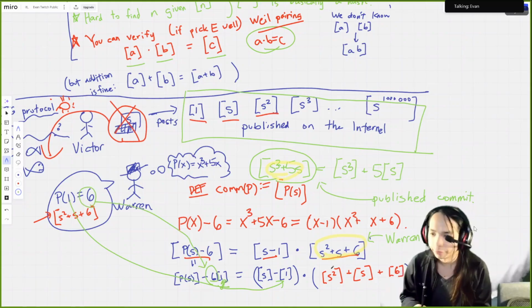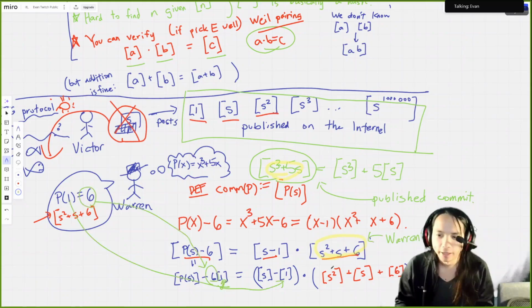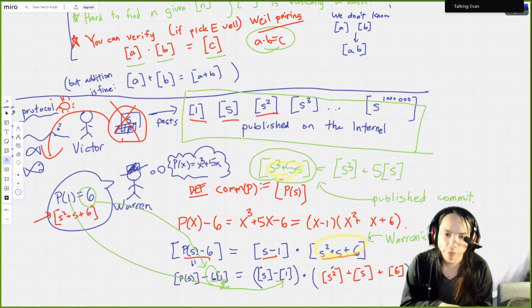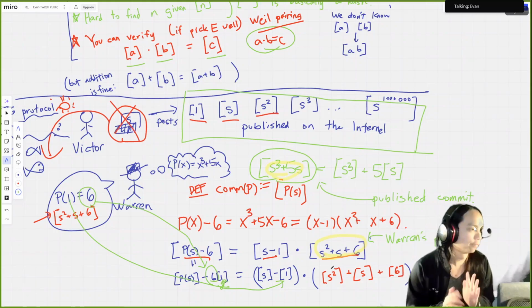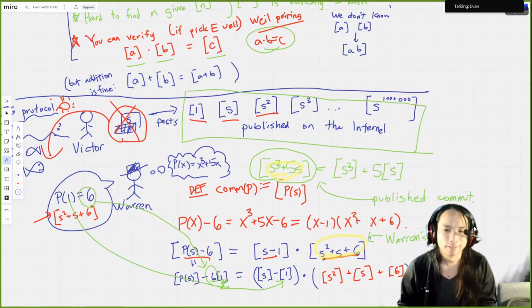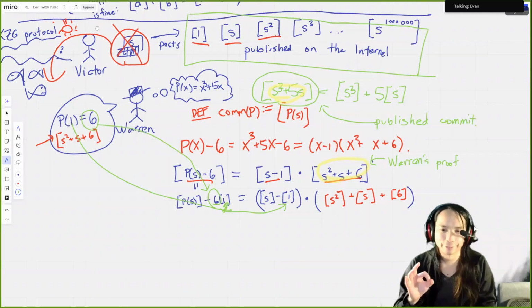Warren doesn't let you see how it's built. He only gives you the output. And it gives way for Warren to do polynomial division indirectly. So he can prove to you that p of x minus 6 is divisible by x minus 1, which is good enough to convince you that p of 1 is equal to 6. So this is how you can do one value.